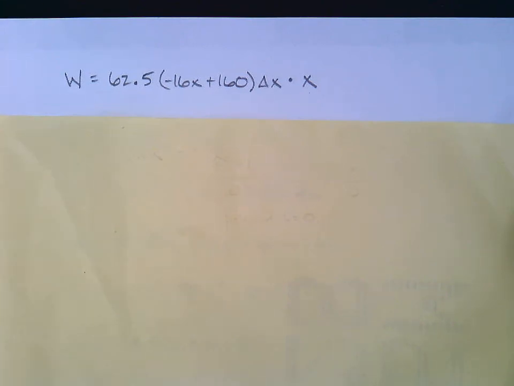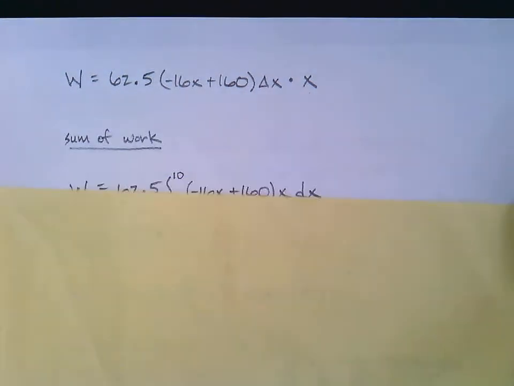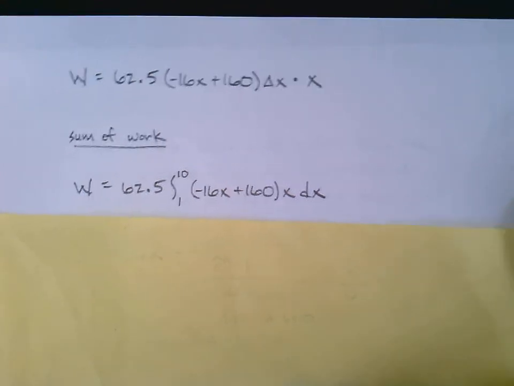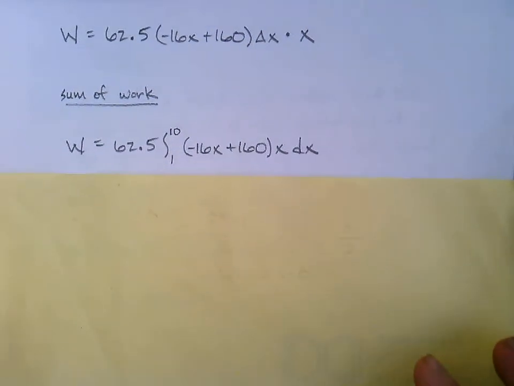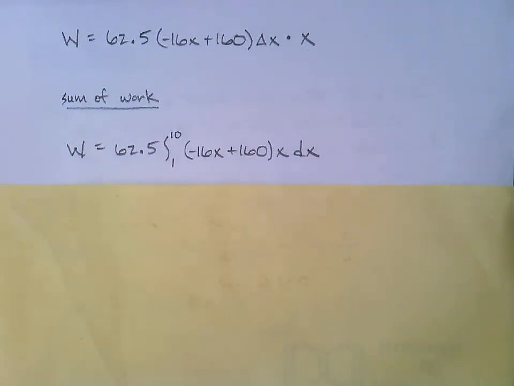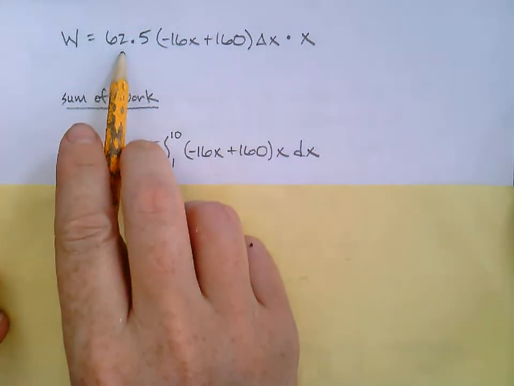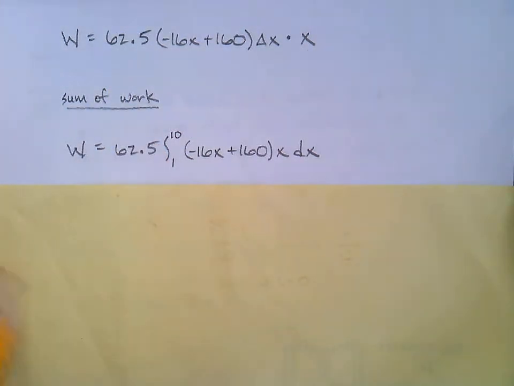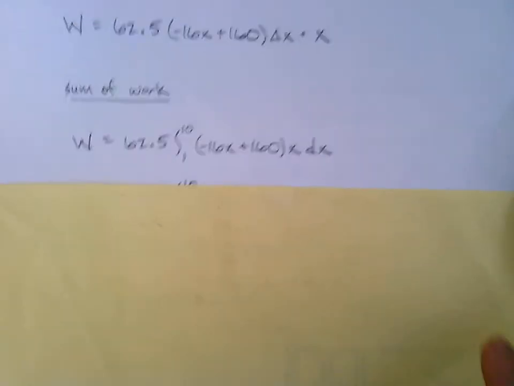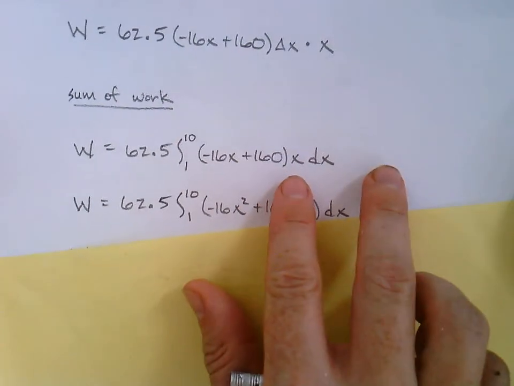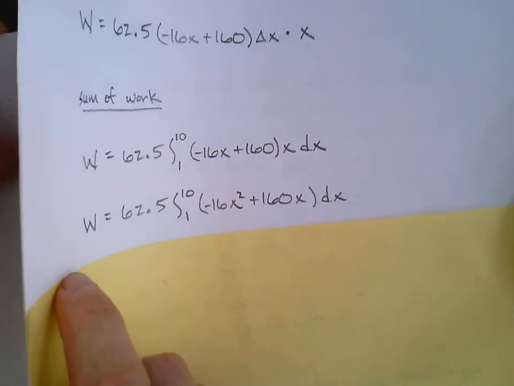Okay, so here we go. We've got the work to remove some layer. So what is the sum of all the work for all the layers? Well, we've got to take that and integrate. Notice the 62.5 is a constant, so that's out front. The integral is from 1 to 10. Why is the integral from 1 to 10? I keep having to pull back previous pages.